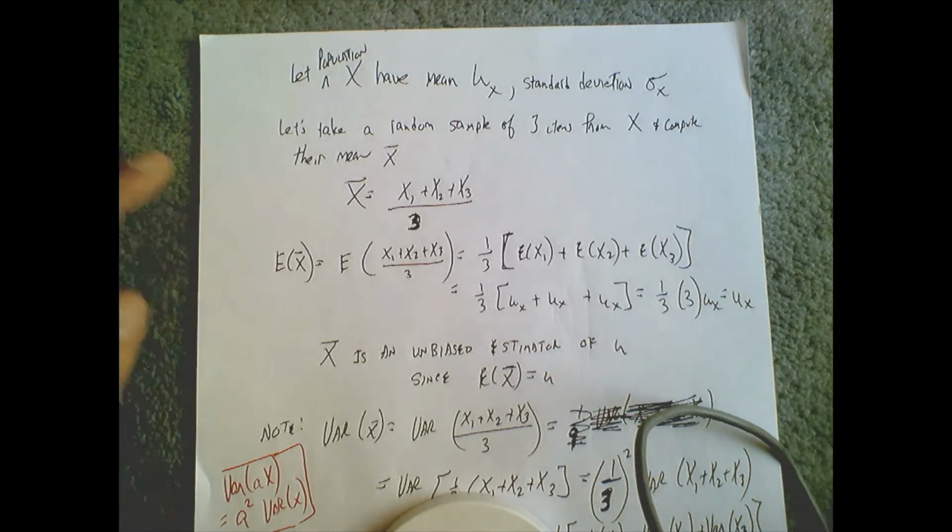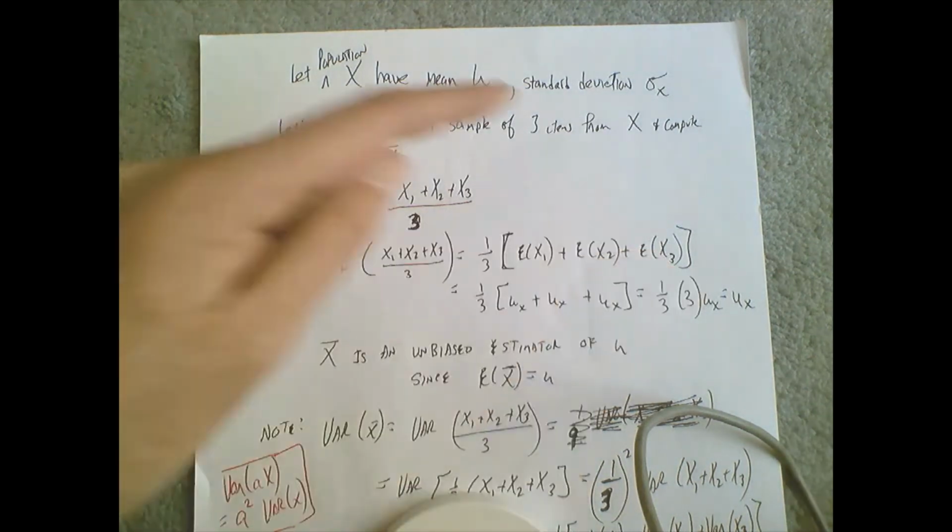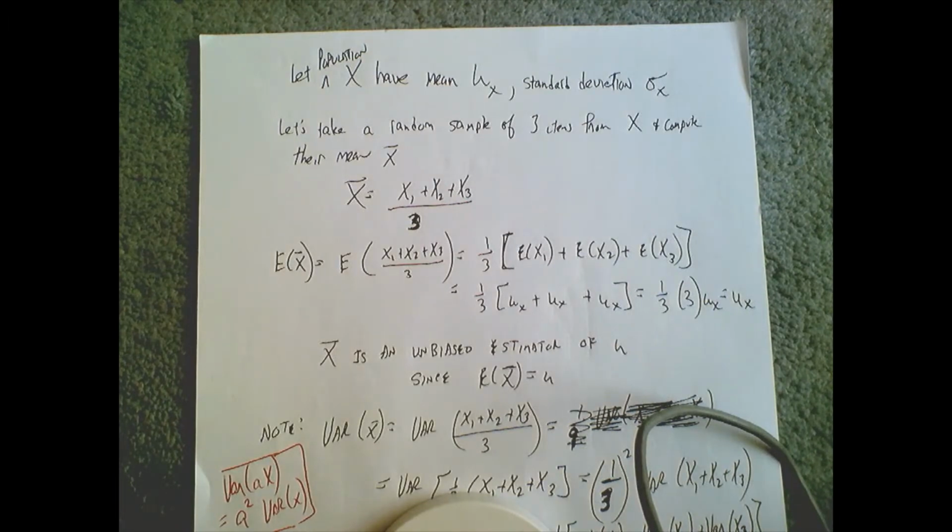And what we found out was that the expected value of this mean is nothing more than the expected value of what the random variable represents, and that's X1 plus X2 plus X3 over 3. That's the same as 1/3 times the expected value of X1 plus X2 plus X3, which is kind of what you see here. And remember, the expected value of a sum of random variables is nothing more than the sum of their individual expected values.